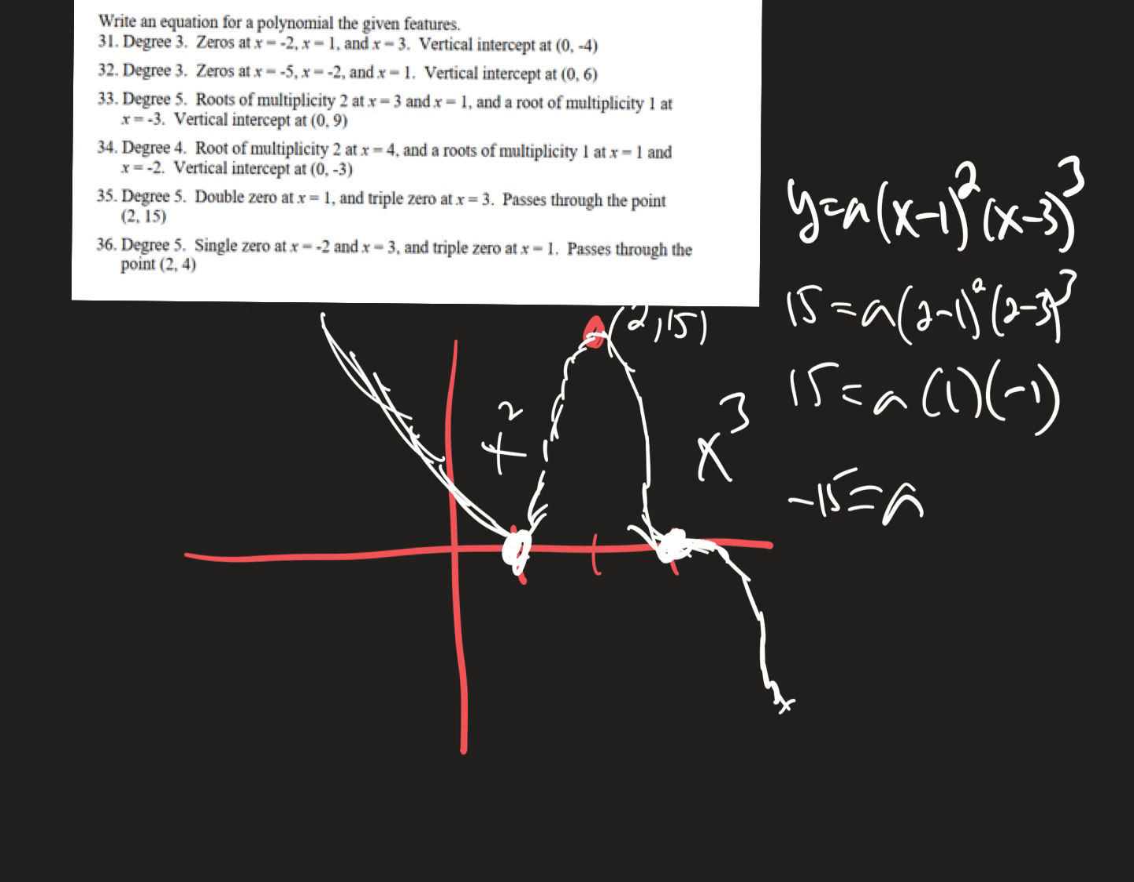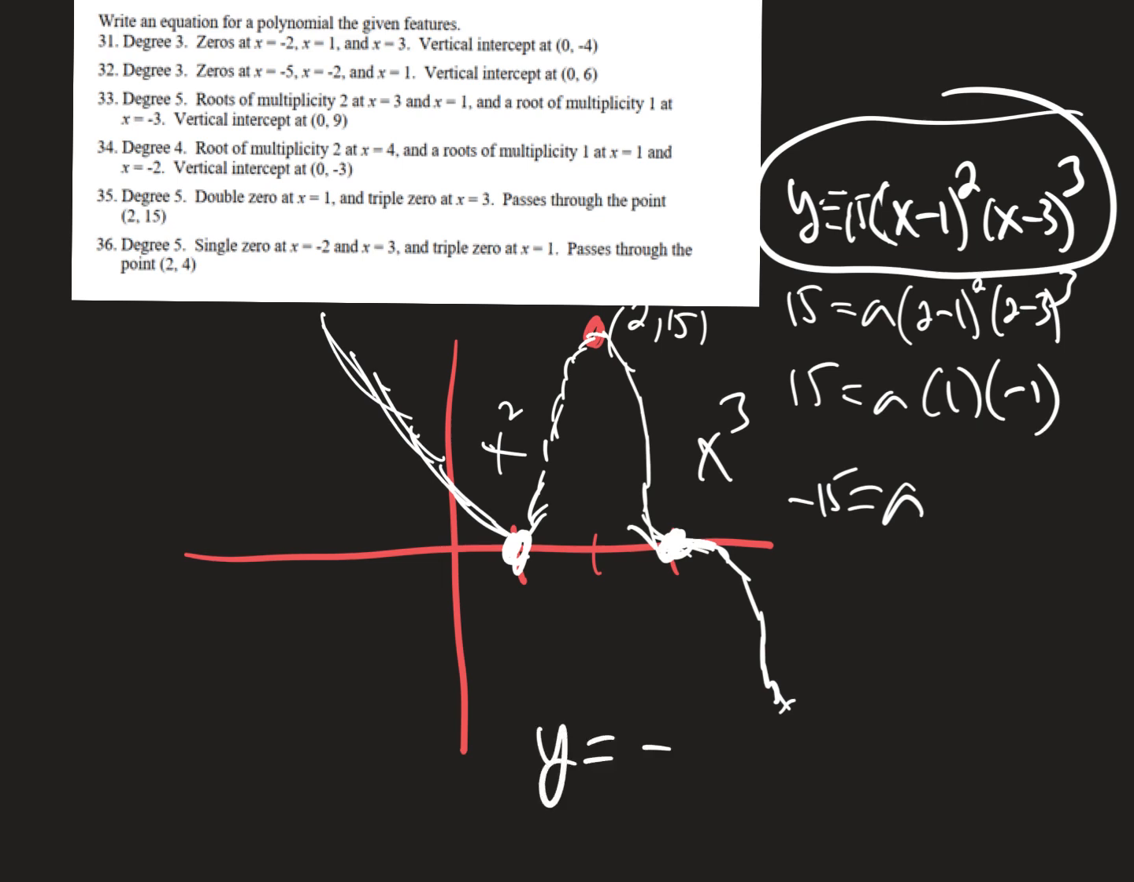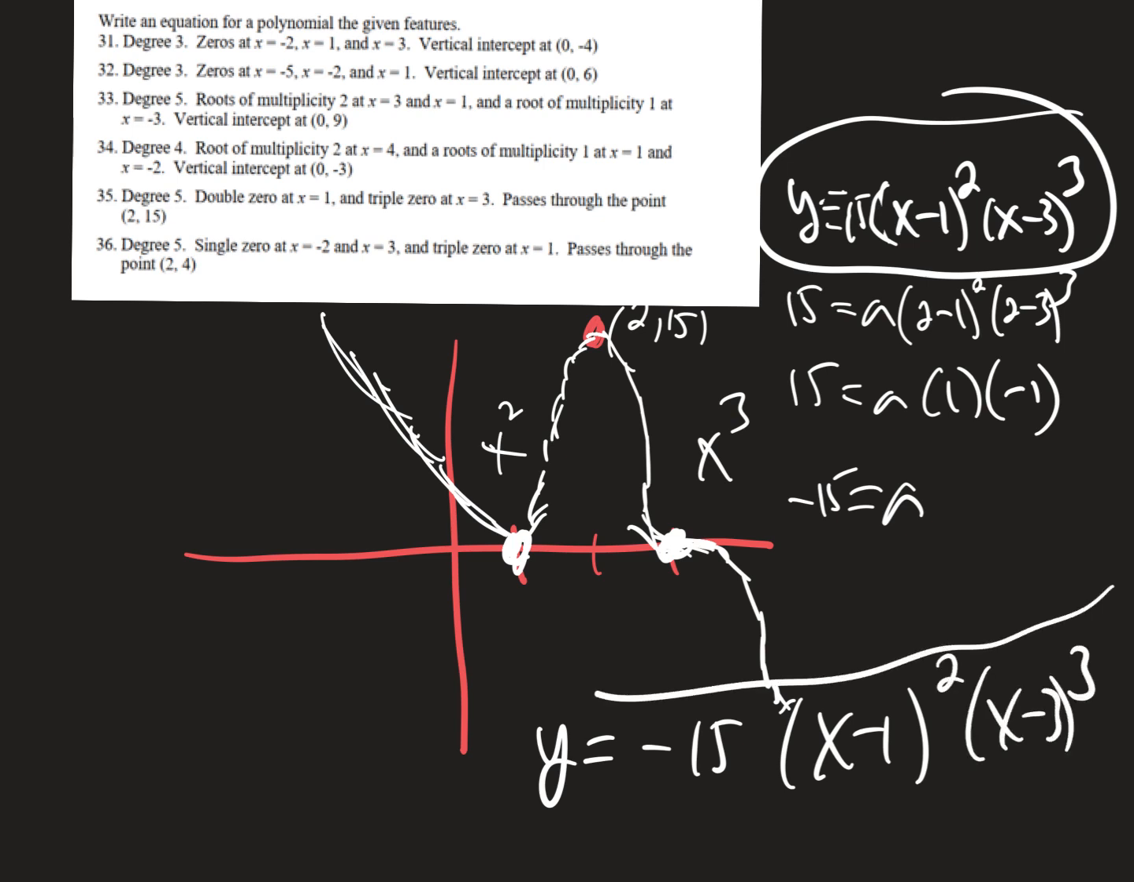I should go check my answers to make sure I'm right, but I think I'm right. Okay, so I would put the negative 15 in front and be done with it. I'm going to rewrite that so it's cleaner. y equals negative 15 times x minus 1 squared times x minus 3 cubed. I think that will work. Okay, and that's all there is to it.